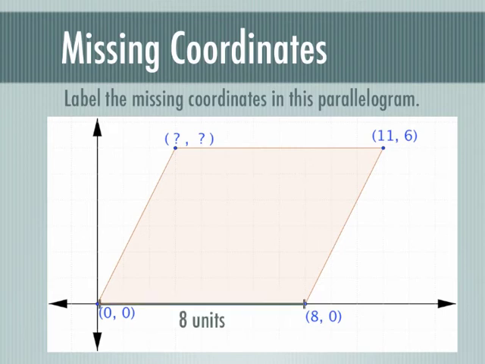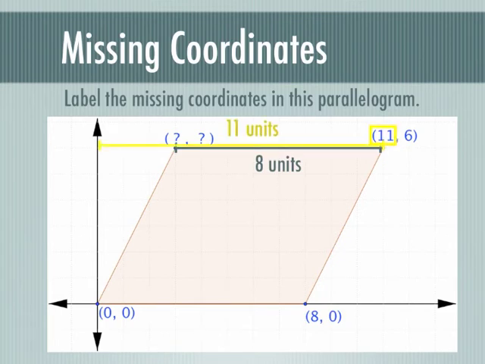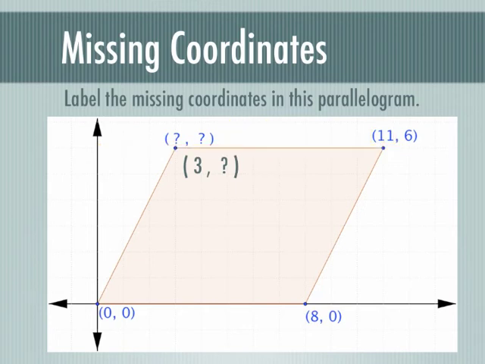Well, let's see. We know that this length is 8, and so that length is also 8. However, the entire length here is 11 units long, and so the difference should be 3 units for the x coordinate of the missing point. Then, because this is 6 units tall, I know this has to be 6 units tall as well, so you should have the coordinates 3, 6.